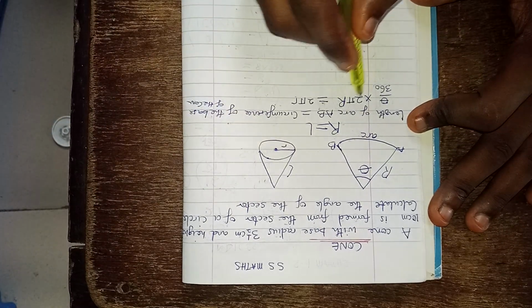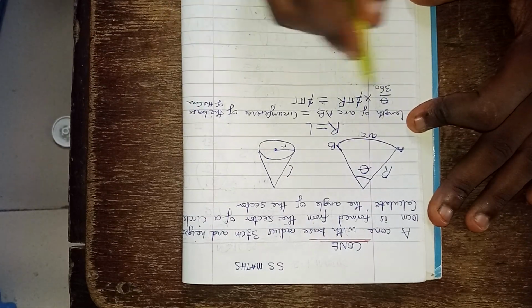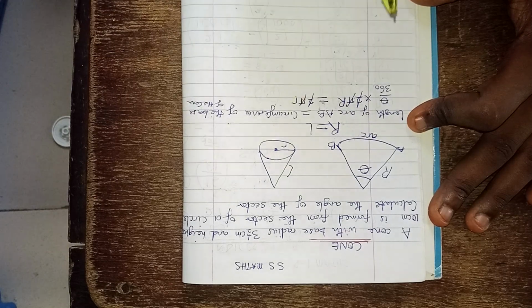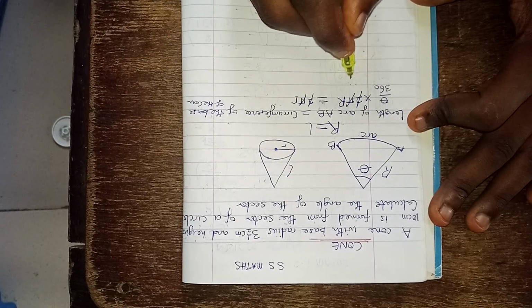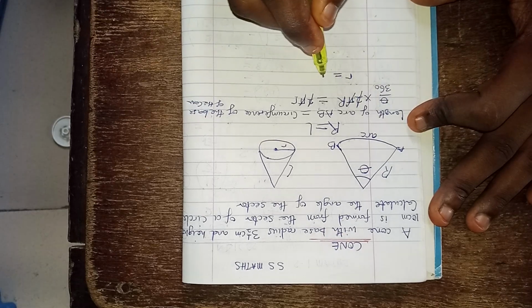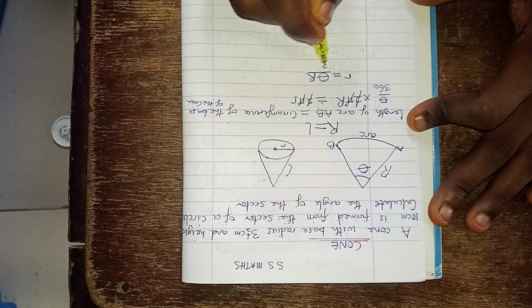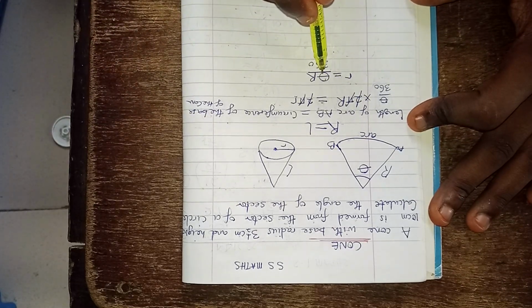Okay, from here I can cancel these two out, because this is an equation. So what is here is here. So I can cancel them out. This is pi. This is pi. You will now realize that this small r, that is the radius of the base of the cone, can be calculated using the product of theta and R, over 360. What we have to find now is this theta.